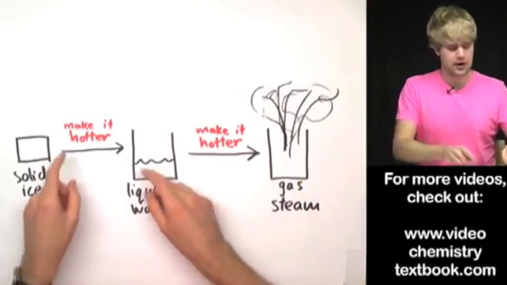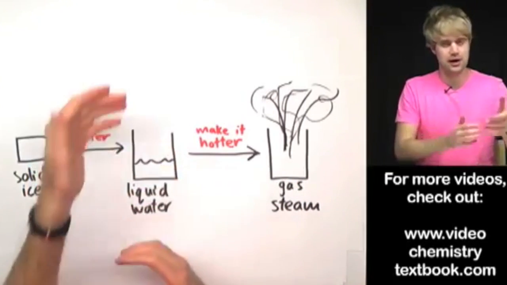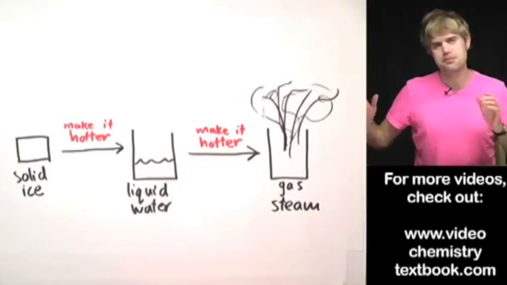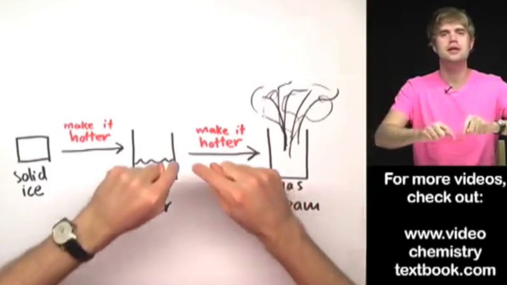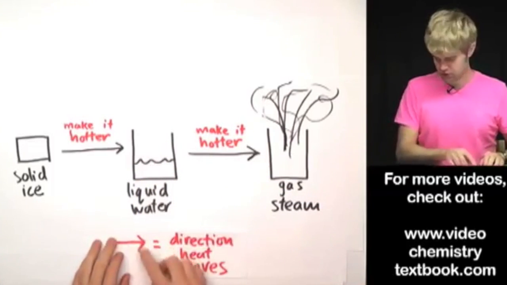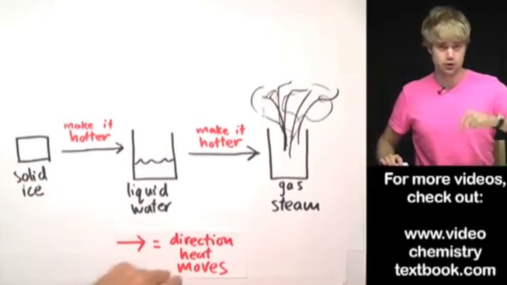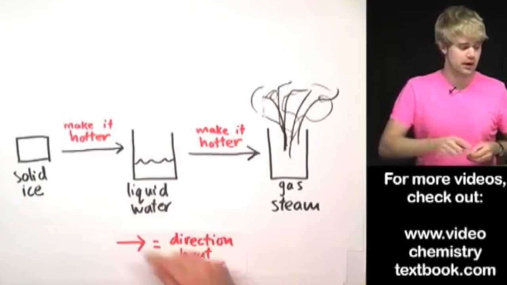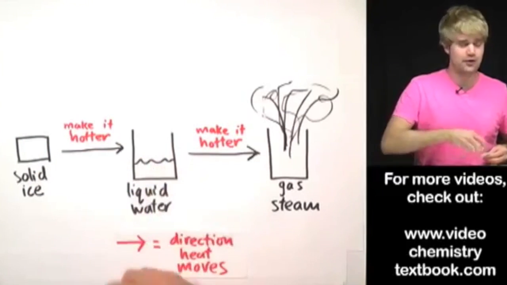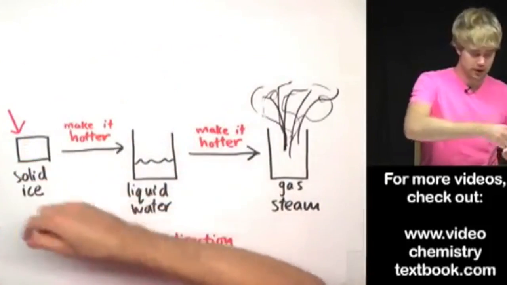Now, when we want to figure out whether something is exothermic or endothermic, sometimes it's not as useful to think about whether we need to make it hotter or colder. Instead, it's best to think about the direction that heat is moving. Let me show you what I mean. Let's use this red arrow to show the direction that heat moves. Here I have this solid ice, and when I want to turn it into water, I've got to put heat into it.